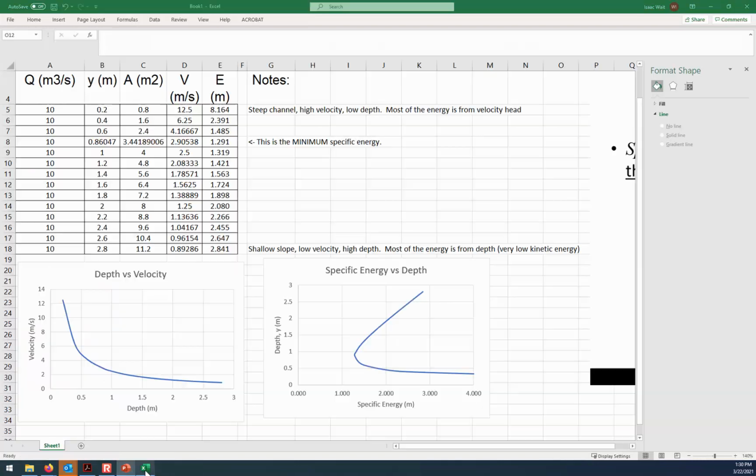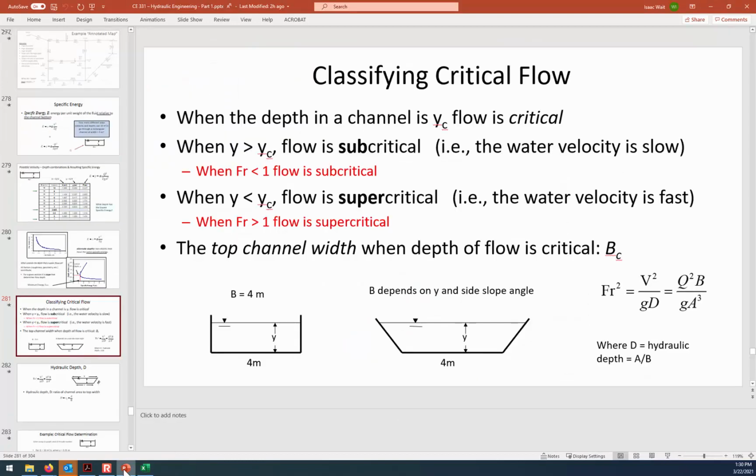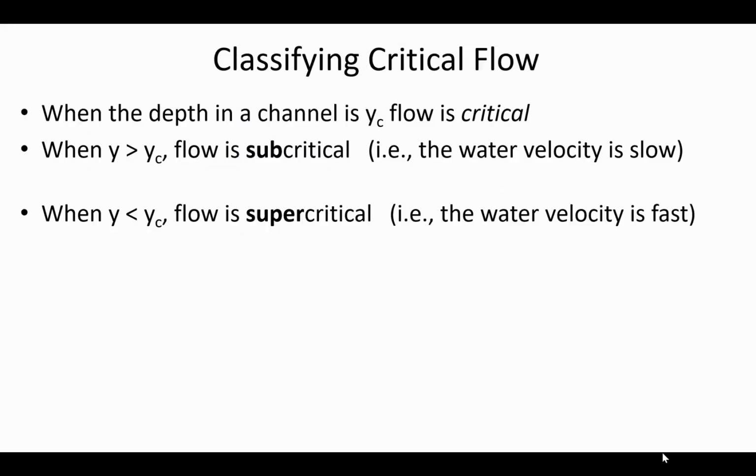So if we go back to the conclusions we've drawn here, this is the minimum specific energy. The critical depth is 0.86047 meters. That depth yields the lowest specific energy for this channel and flow rate. Critical depth is, in a way, the most hydraulically efficient depth, because you're getting the energy through the channel with the lowest amount of energy required.